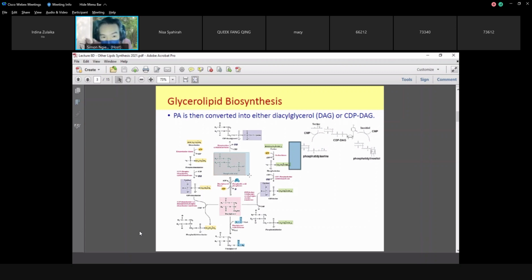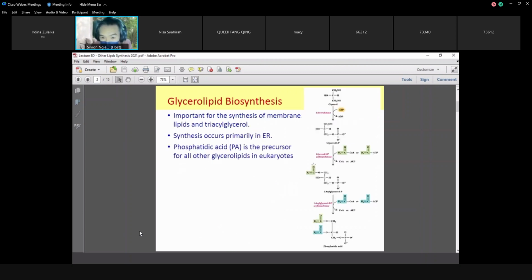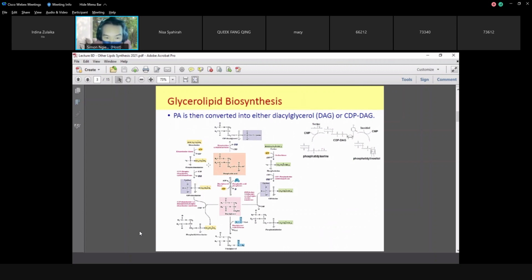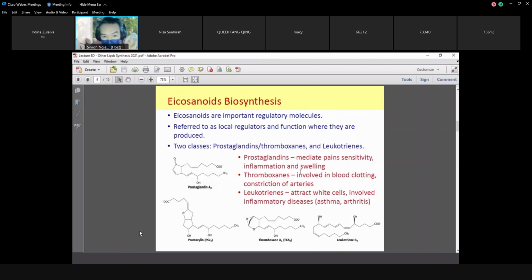So it's like the crossroad. No matter what kind of glycerolipid you want to produce, the starting material needs to be this. So first of all, confirm these steps, only then you end up getting your phosphatidic acid. And this phosphatidic acid will be the basic ingredient that can be further molded into a variety of glycerolipids. So basically that is it.